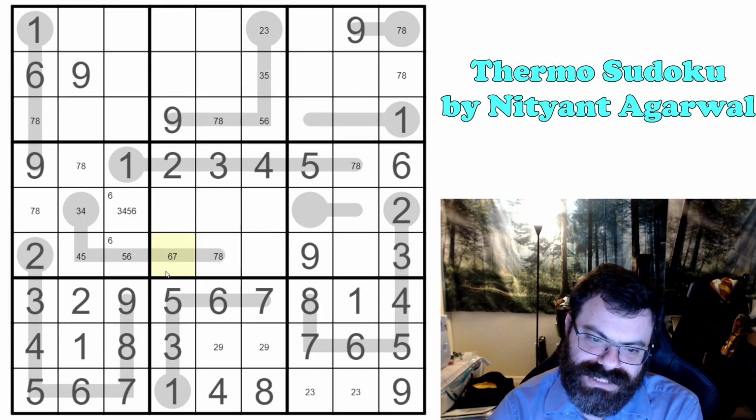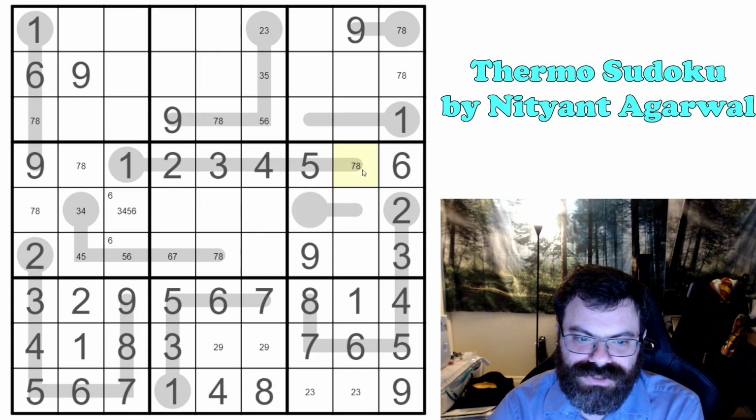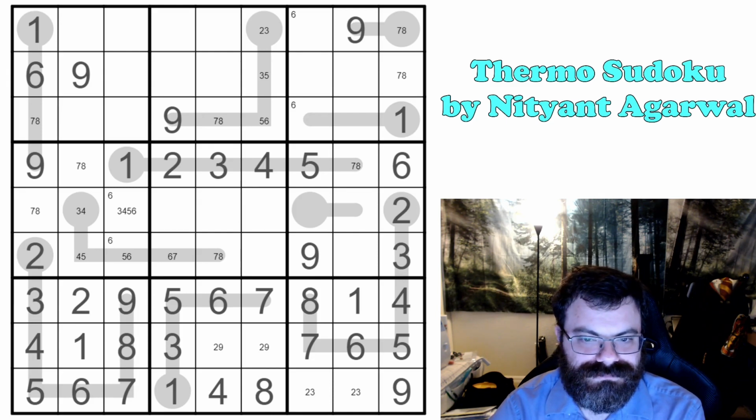That does propagate down a little bit. Have to be very careful. Don't want to make a mistake now. Hopefully I haven't already. 6 in this box is one of these two. It's also one of these two. What's next? I have a lot of 2s. 2s up here.